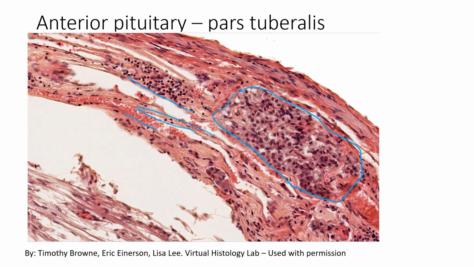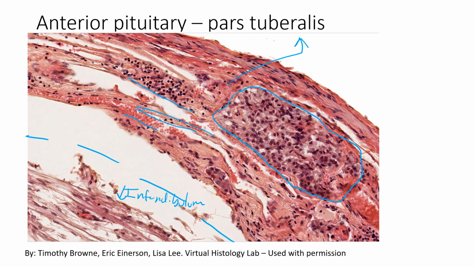The other cool thing about this picture, in addition to seeing this patch of gonadotropin releasing cells, is that this dashed line is the border between the pars tuberalis here and the infundibulum down here. You can see very different structure down here in the infundibulum versus in the pars tuberalis.